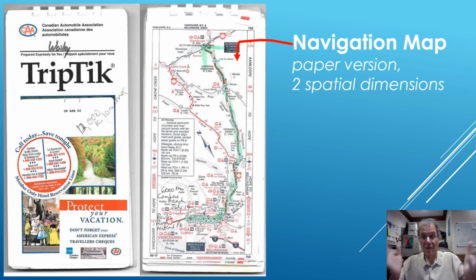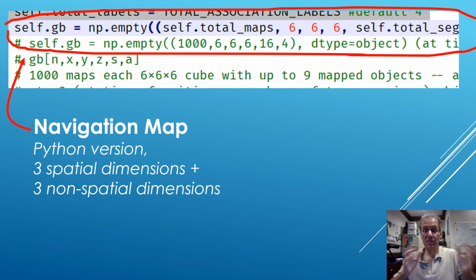Okay, what's a navigation map? Think of a roadmap in the pre-GPS era. Here there are a number of road maps where you can flip pages as you get to the borders of each page. This is the navigation map in my architecture. Instead of being made out of paper, it's made out of the Python programming language using the NumPy library.